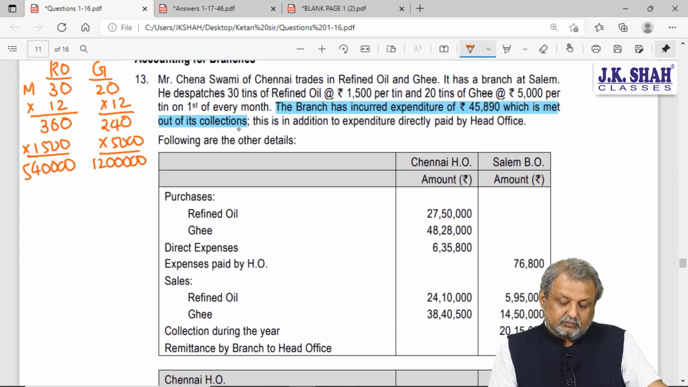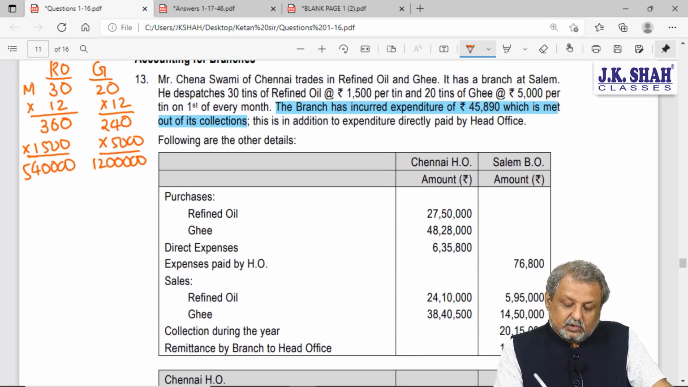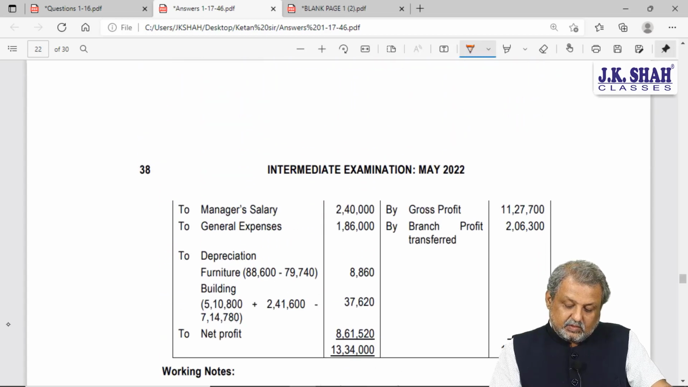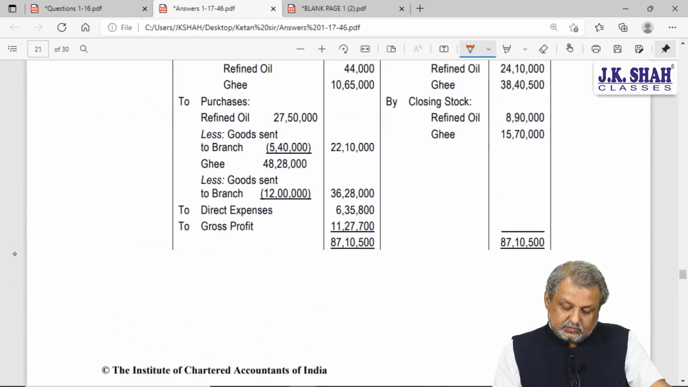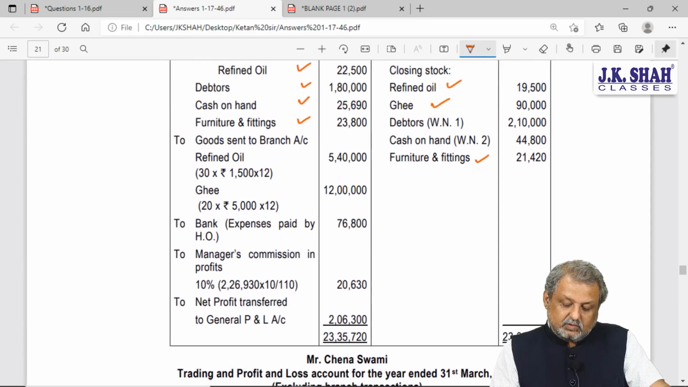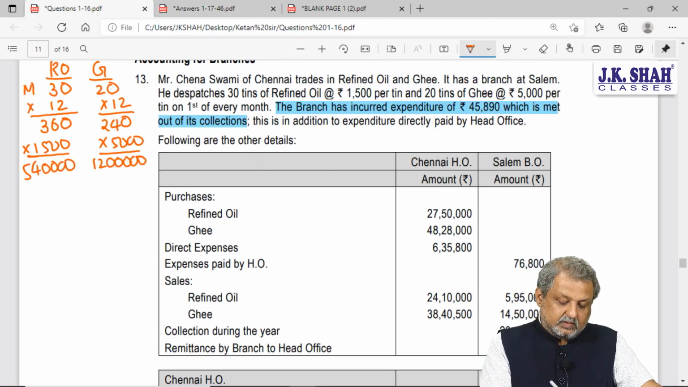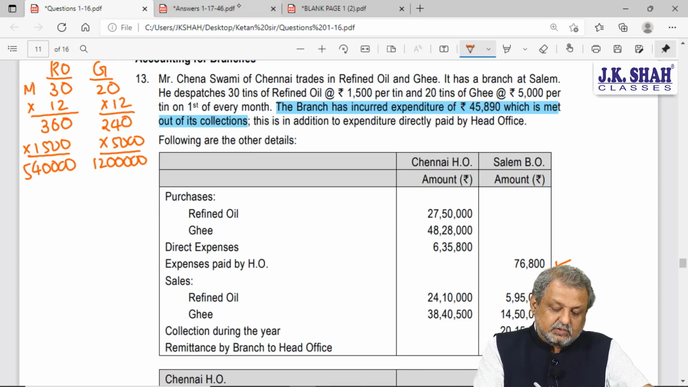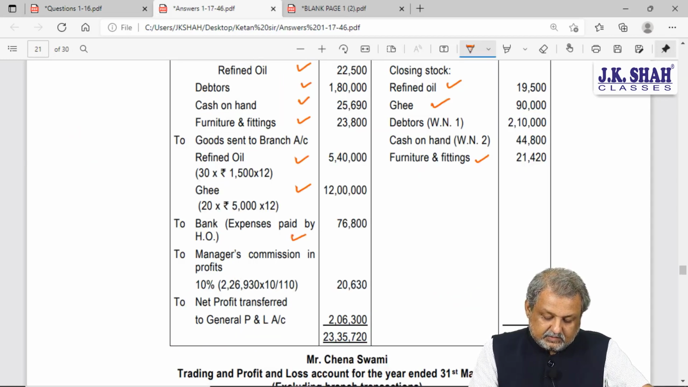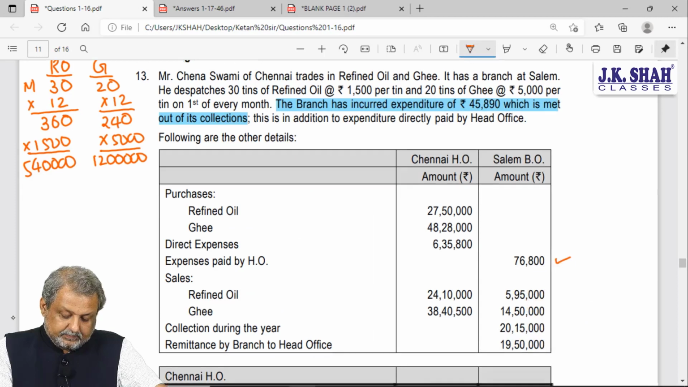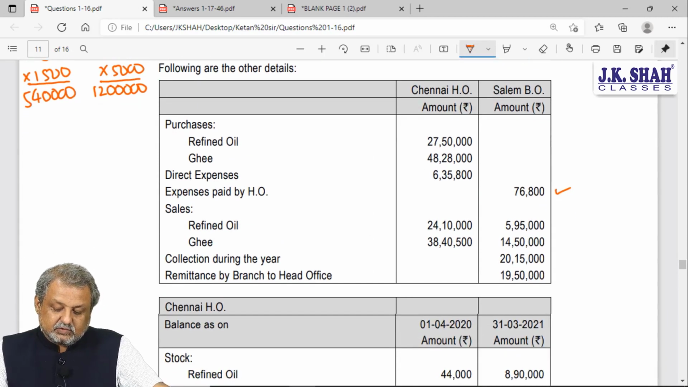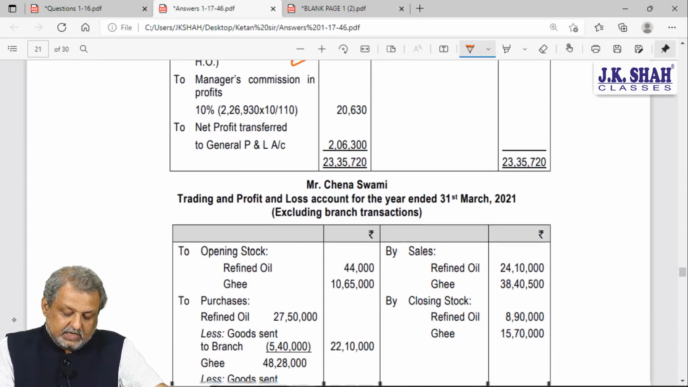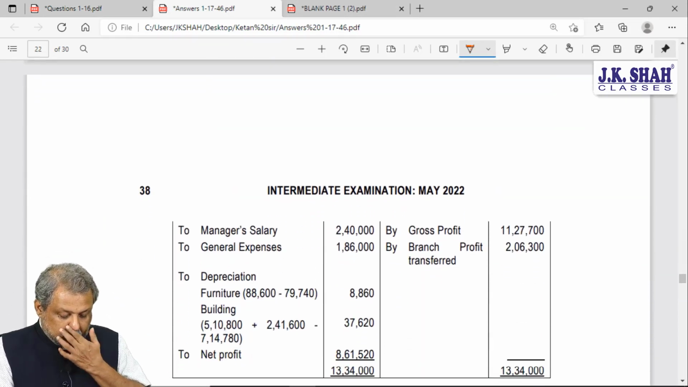Firstly, in the first paragraph, goods sent to branch. Branch is receiver. So branch account debit to goods sent to branch, 5 lakh 40, 12 lakhs. Then expenses paid by HO. Branch is receiver, branch is debit. Then sales is made by branch. We assume it is entire credit sales. So credit sales, branch debtors, working note.